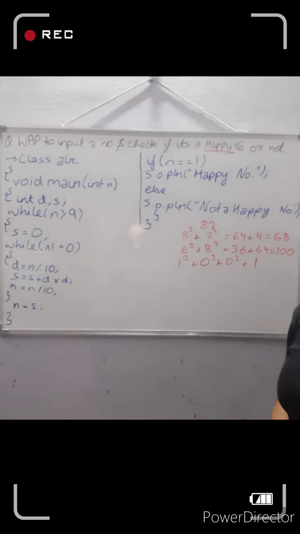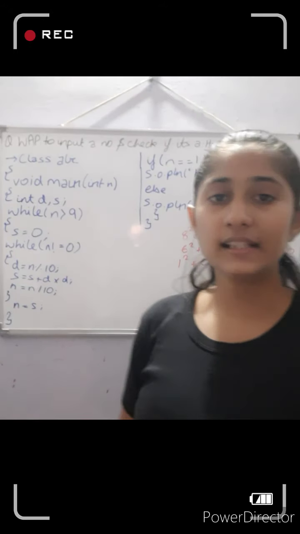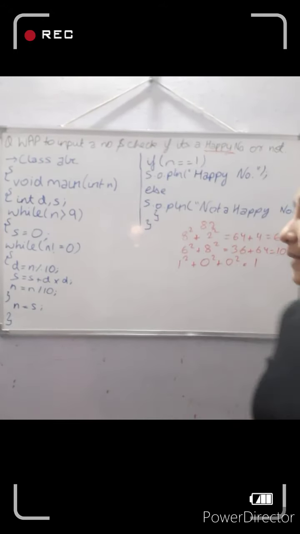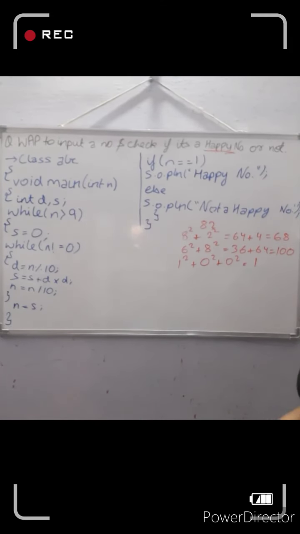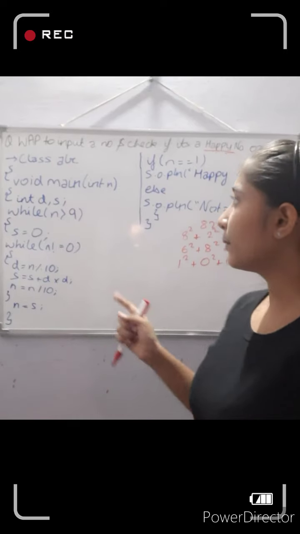Now if in the end, when we have obtained a one digit number, if it is equal to 1, we can say that the number entered is a happy number. But if the number is not 1, then we would say that the number entered is not a happy number. So now we are going to do the program.